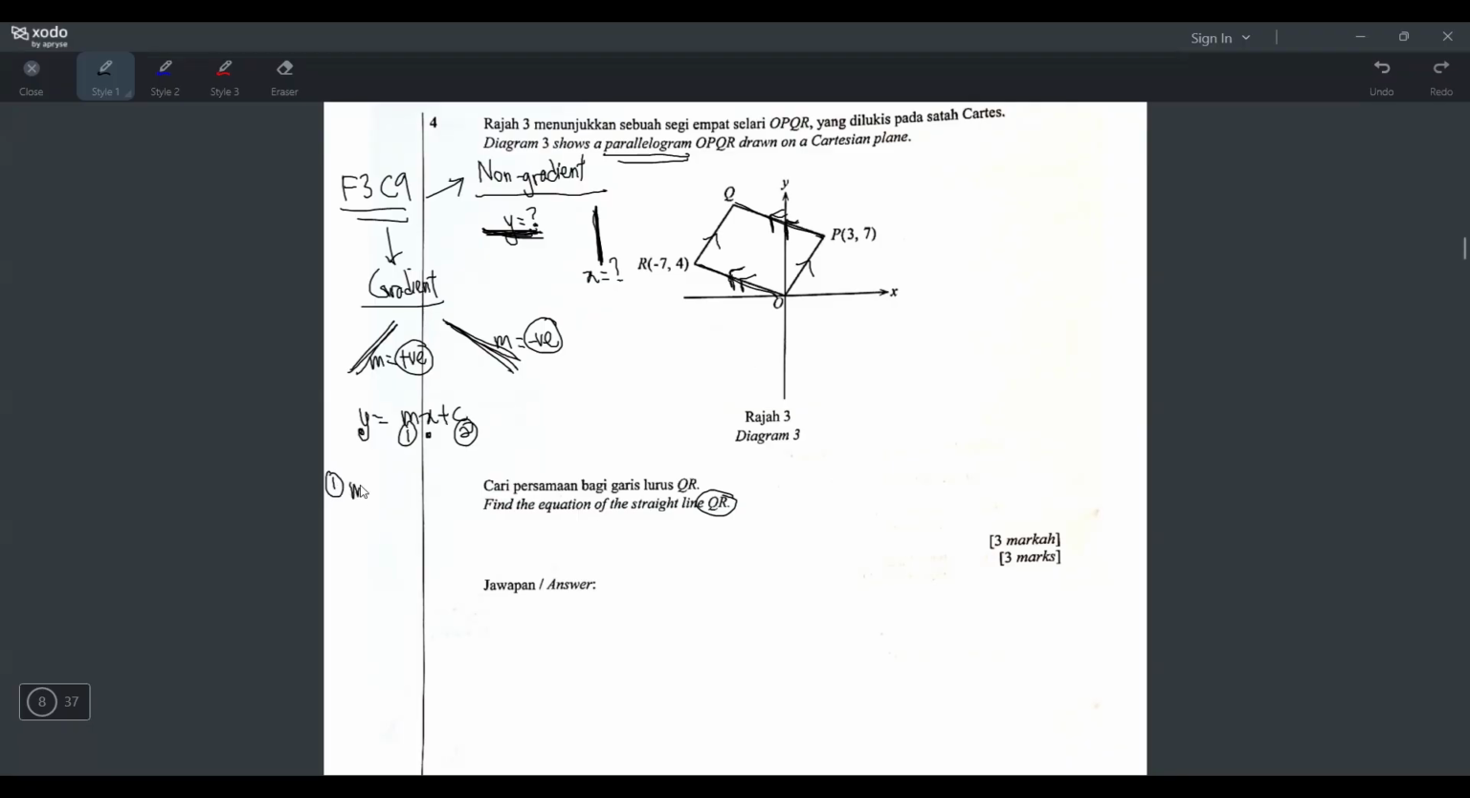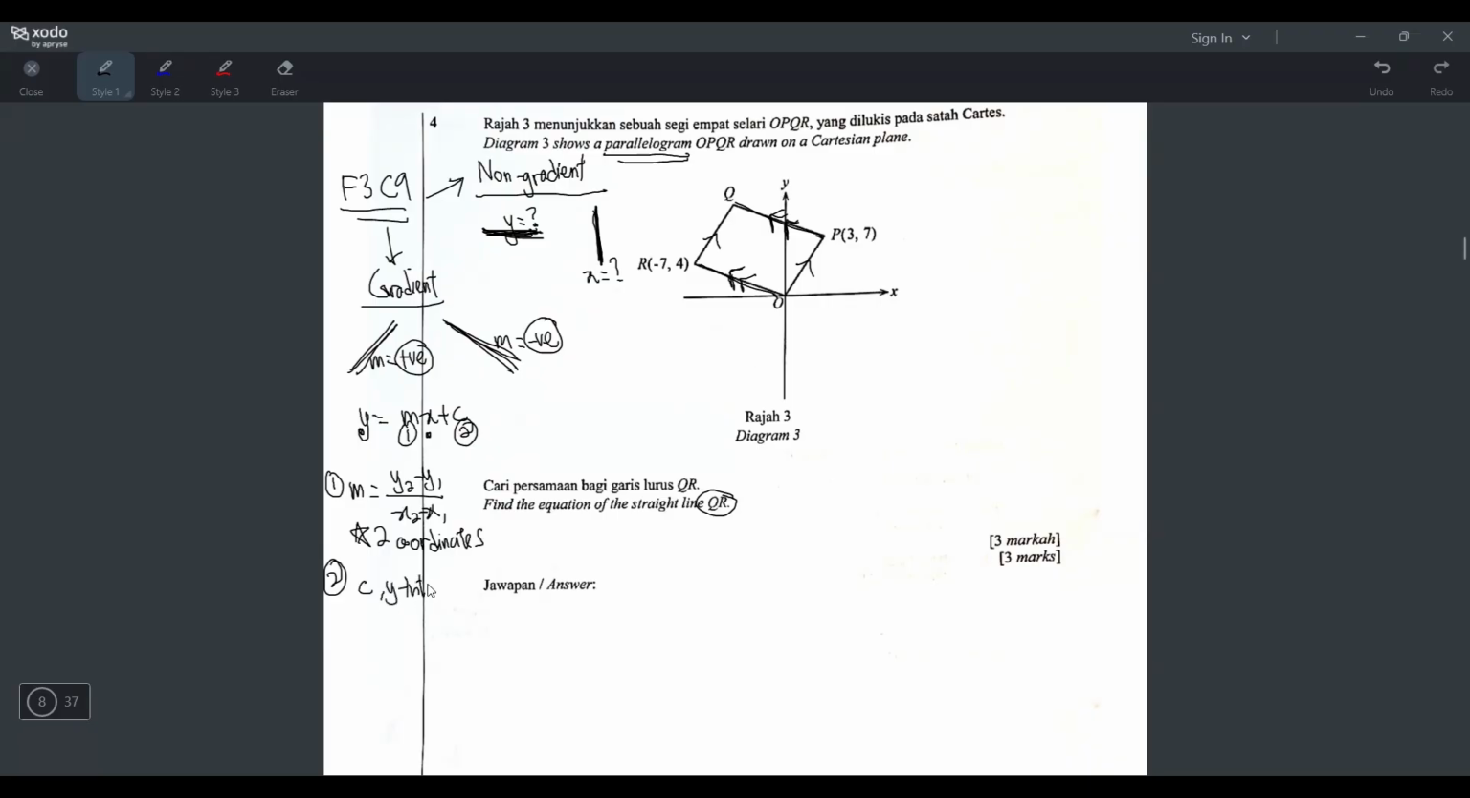So first, how to find the gradient? You will use this formula: y2 minus y1 over x2 minus x1. But in order to use this formula, we need to have two coordinates to find the gradient. So that is step number one. Step number two is to find the y-intercept, which is the c.